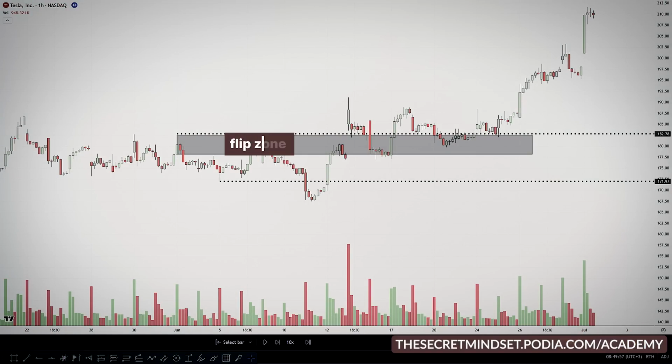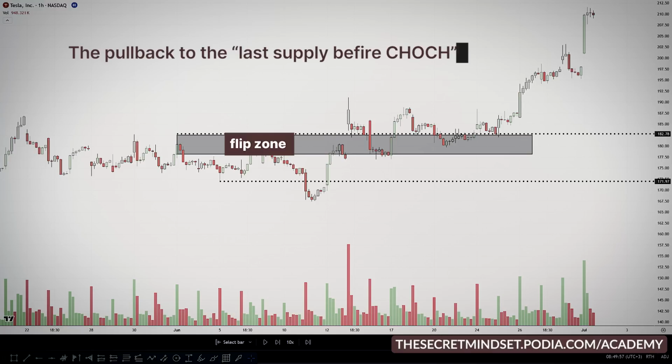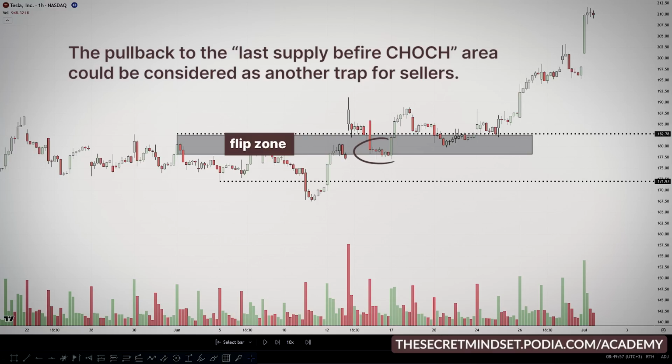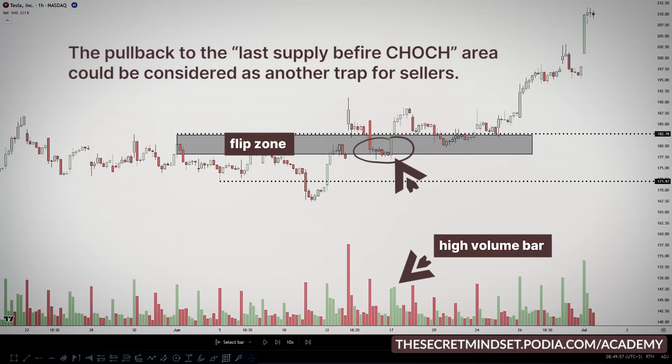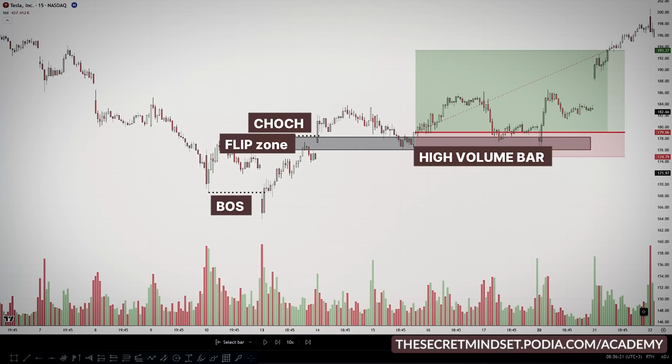The pullback to the last supply area could be considered as another trap. Many will see this as a chance to enter short positions, thinking the uptrend was just a temporary move. However, smart money uses this pullback to add to their long positions. This strategy works because it aligns you with the movements of smart money and also takes advantage of market psychology.